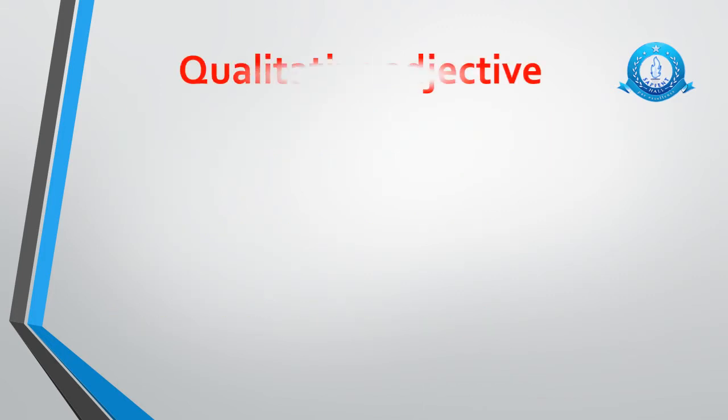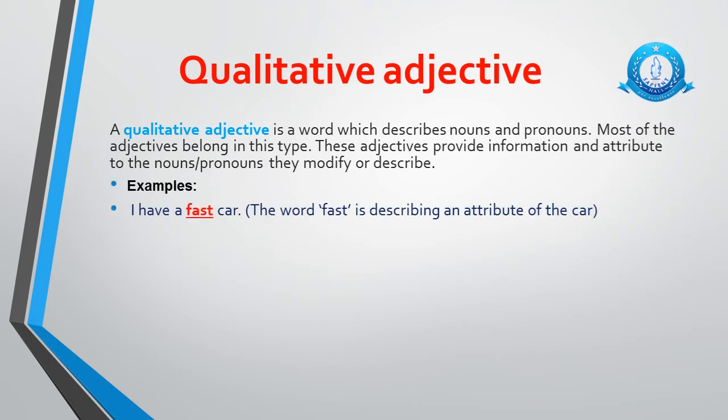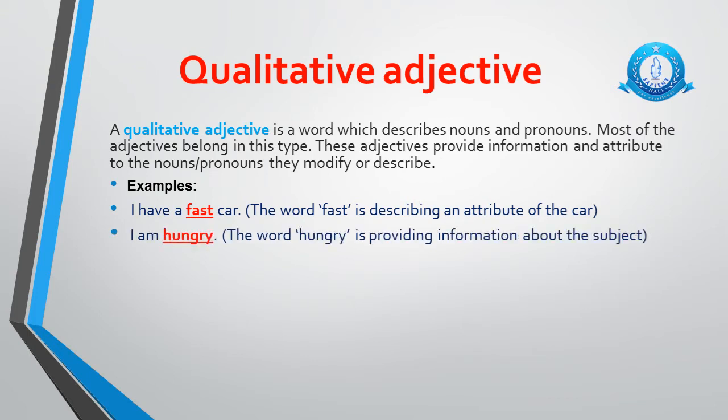There are different kinds of adjectives, but we'll start with the qualitative adjective. A qualitative adjective is a word which describes nouns and pronouns. Most of the adjectives belong to this type. These adjectives provide information and attributes to the nouns and pronouns they modify or describe. Examples are: I have a fast car. The word fast is describing an attribute of the car.